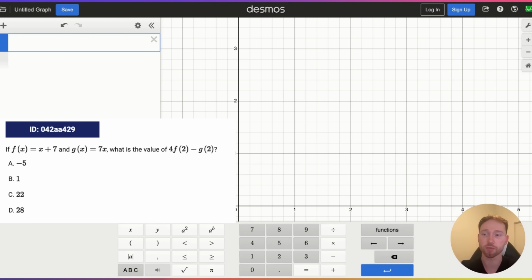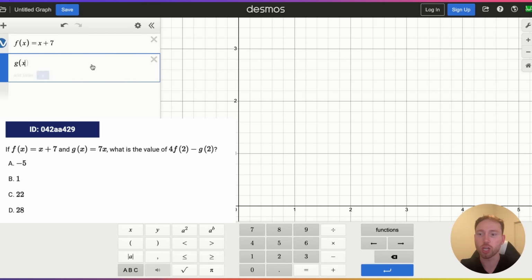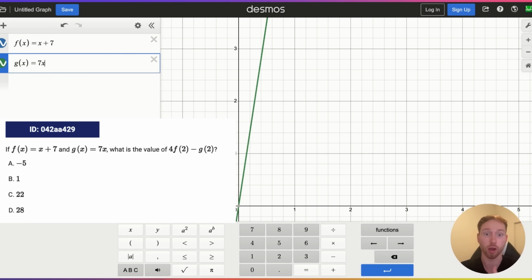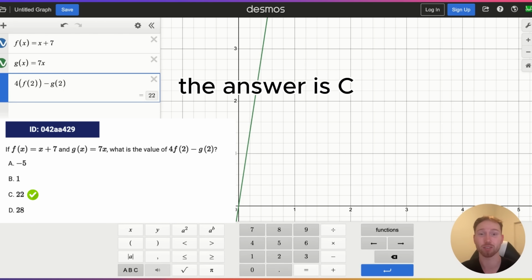What you want to do is define f of x. By typing it in this way, you are telling Desmos that f of x equals x plus 7. When you do g of x, you're doing the exact same thing. Now, Desmos knows f of x is this, g of x is this. So when I type it in this way, it can plug in 2 into each of these equations, multiply the outcome from f of x by 4, and then subtract the outcome from g of x when x equals 2 to give me 22, and it solved it in less than 5 seconds flat.